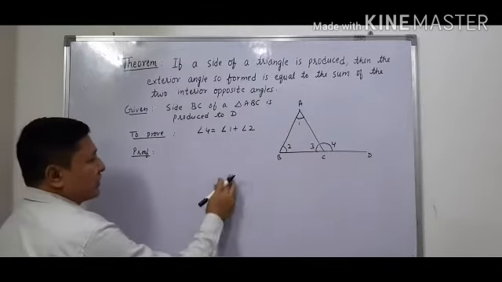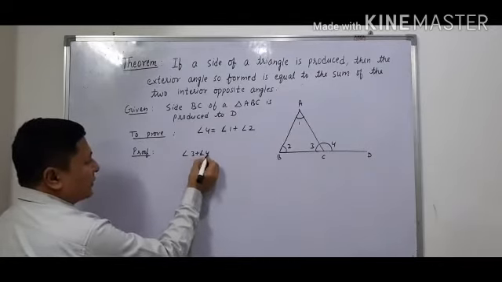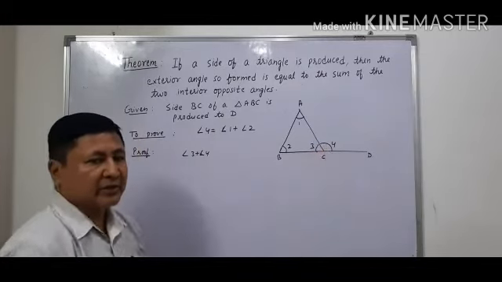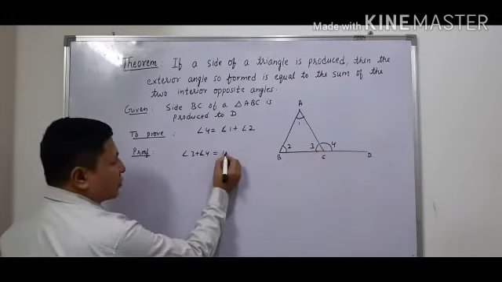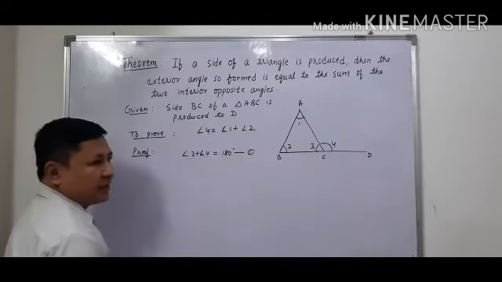Now you can see angle 3 and angle 4. If you see angle 3 and angle 4 carefully, you will find that they are forming a linear pair. And we know that the sum of angles in a linear pair is how much? 180 degrees. So I will mark it as 1, and the reason is linear pair.